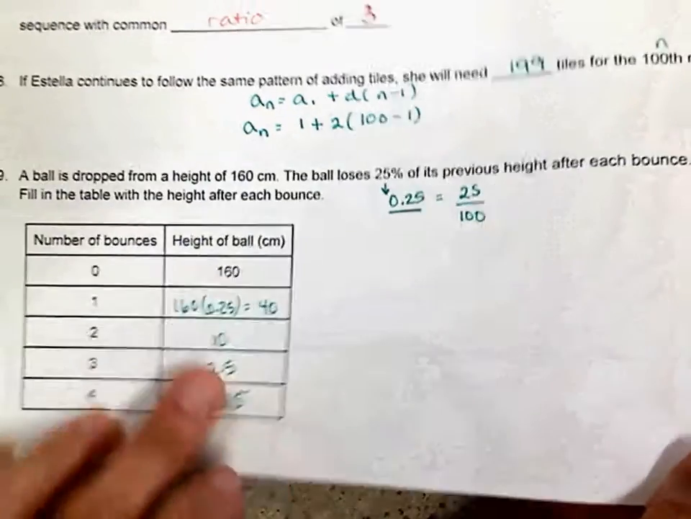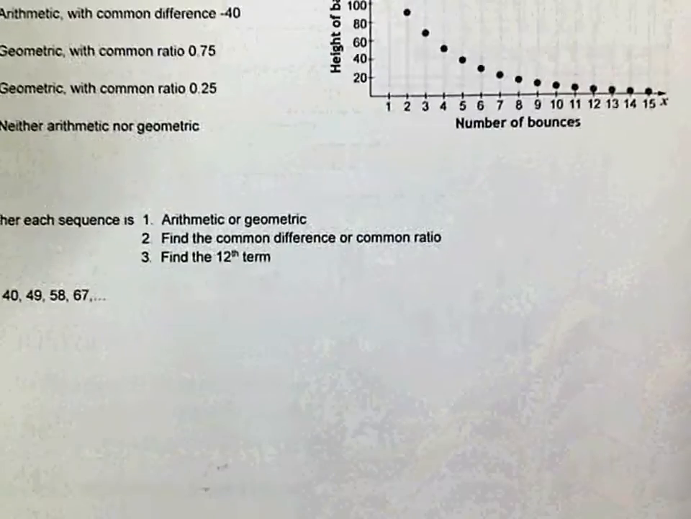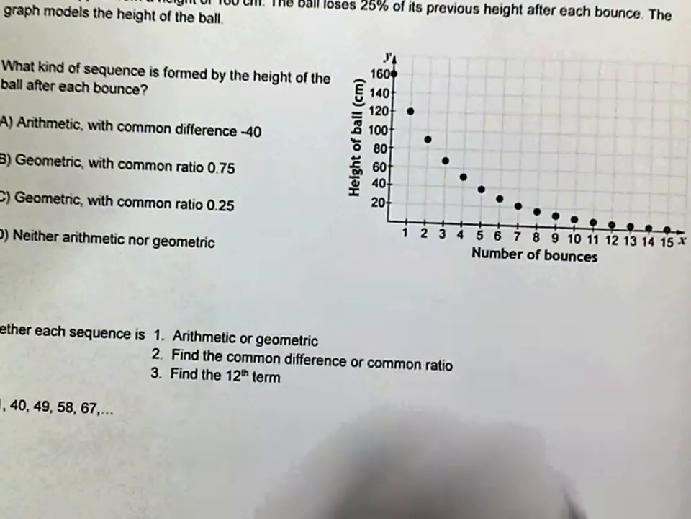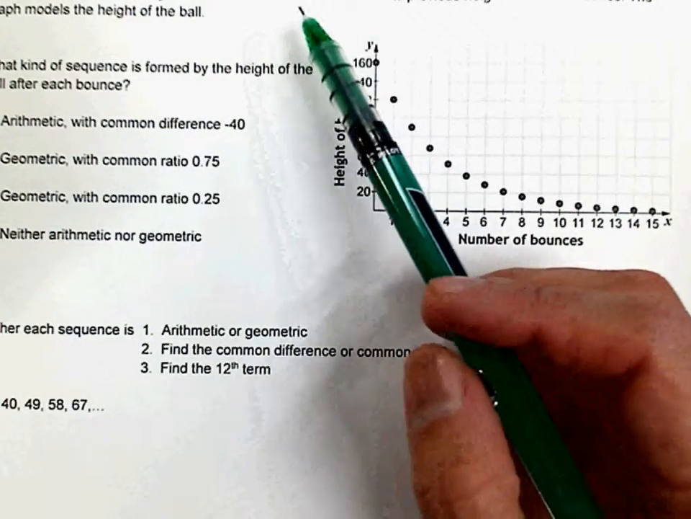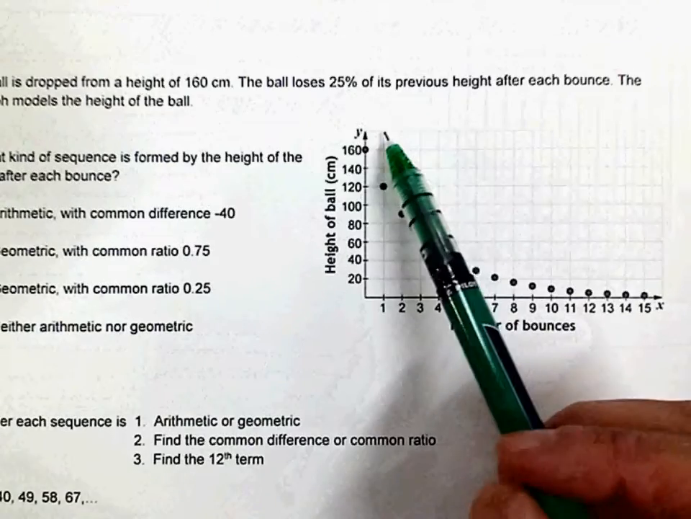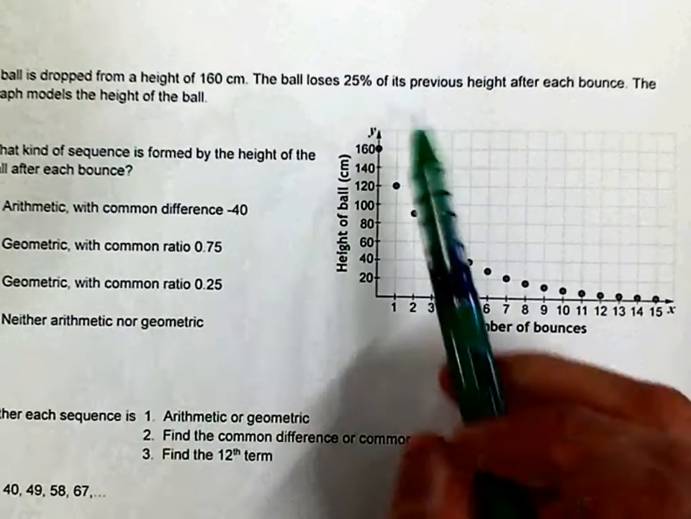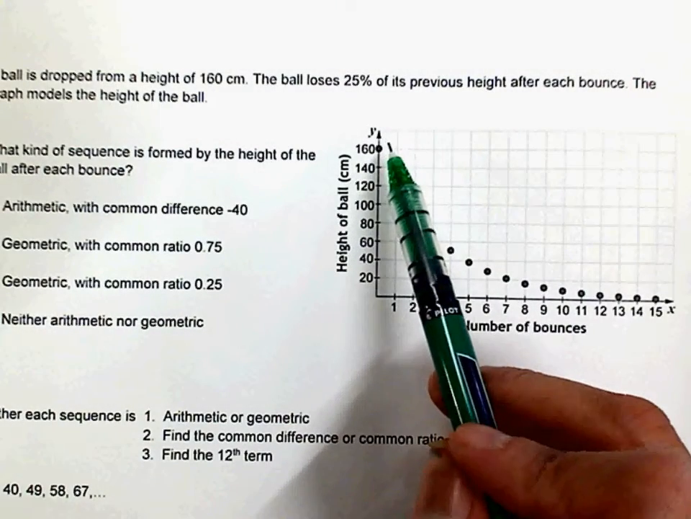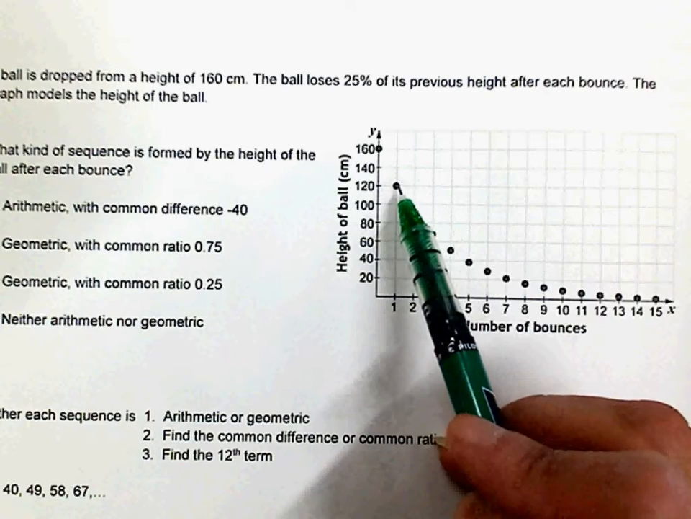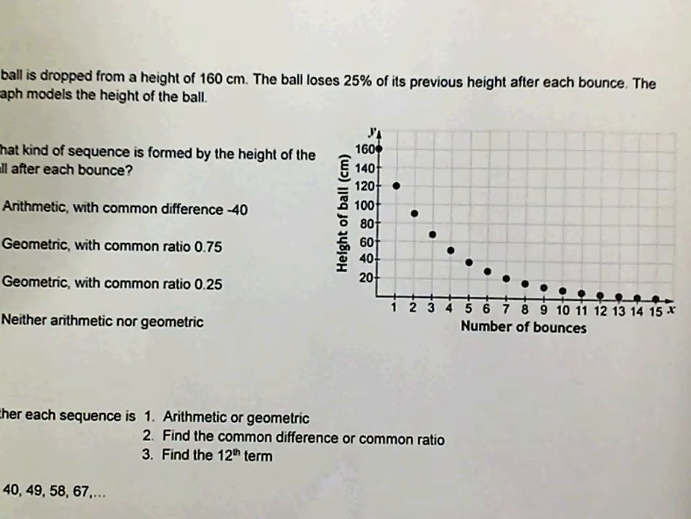Number 10. A ball is dropped from a height of 10 centimeters. The ball loses 25% of its previous height after each bounce. The graph models the height of the ball. So I start at 160, and then I go down to, oh, I did this wrong. I'm so sorry. Let's go back to number 9.